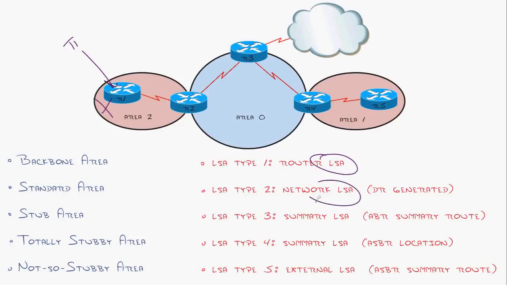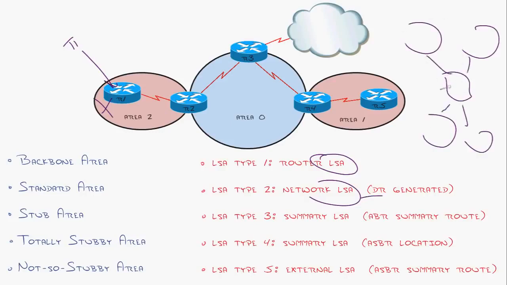Type 2 LSA is for the designated router. See, when you take a bunch of routers and plug them all into one switch, you don't want them all forming neighbor relationships fully anyway, because it becomes a big mess of updates anytime something happens. So they elect one router to be the designated router, and the type 2 LSA just lets everybody know who that designated router is. Type 3 LSA is a summary LSA.